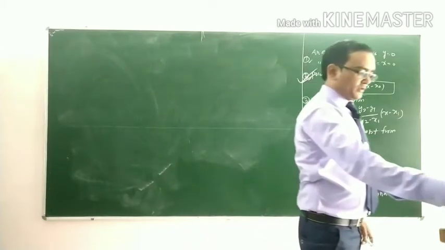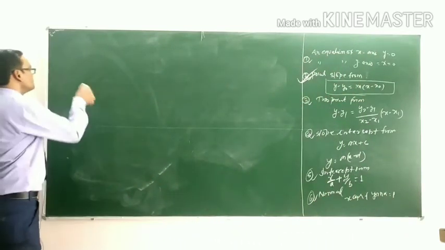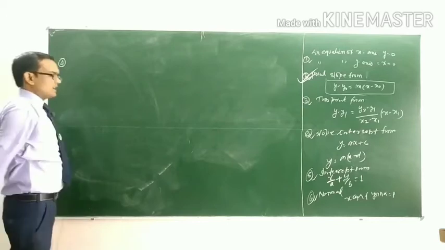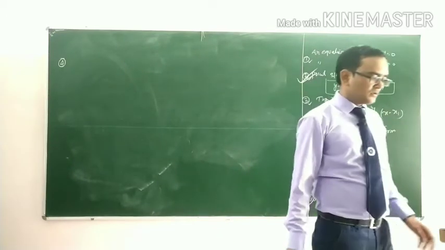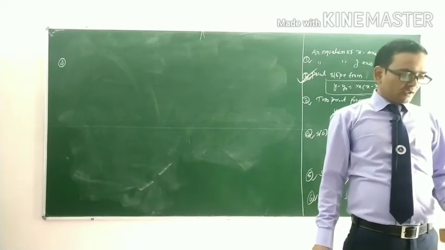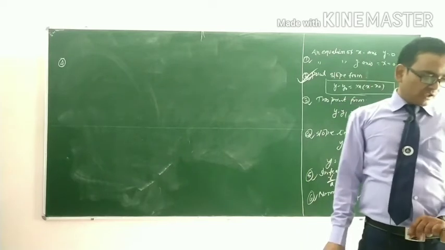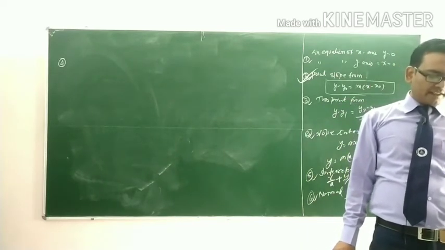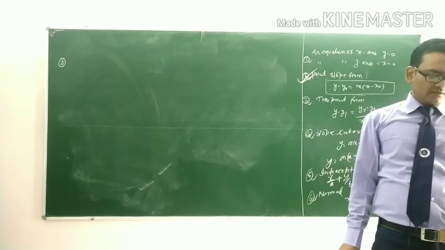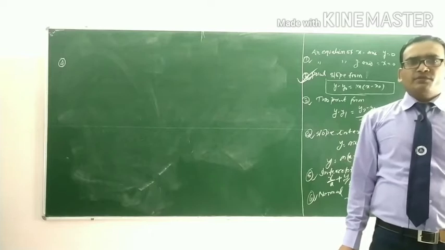Question number 4. Find the equation of the straight line passing through the point (2, 2√3) and inclined with the x-axis at an angle of 75 degrees.